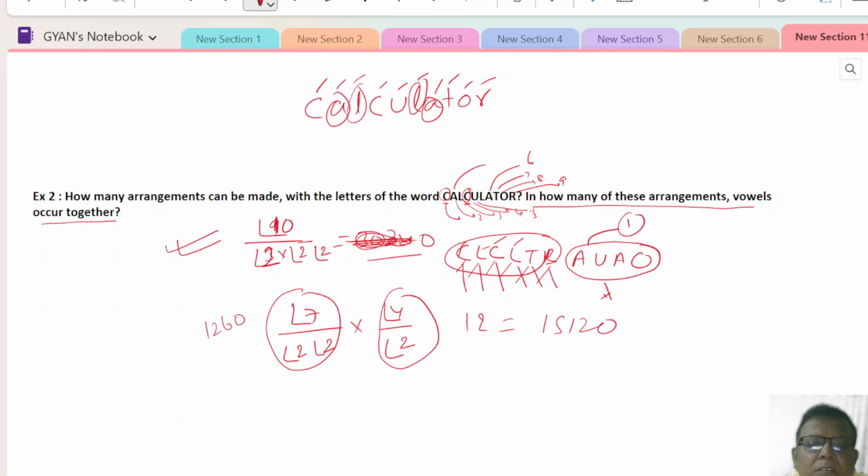You understand? 1, 2, 3, 4, 5, 6, and this one 7, because this has to be together. So we have to assume this is one entity. So one entity, then total 7, factorial 7. And C 2 times, so divided by factorial 2, and L 2 times, so divided by factorial 2. Now 4 vowels, but 2 are the same, so factorial 4 by factorial 2. This way we will solve.